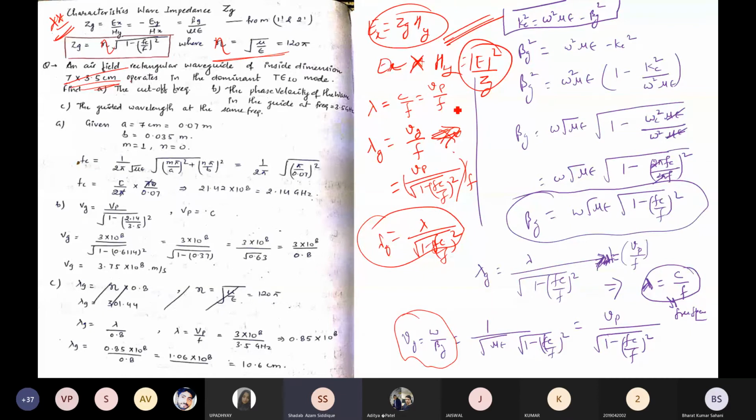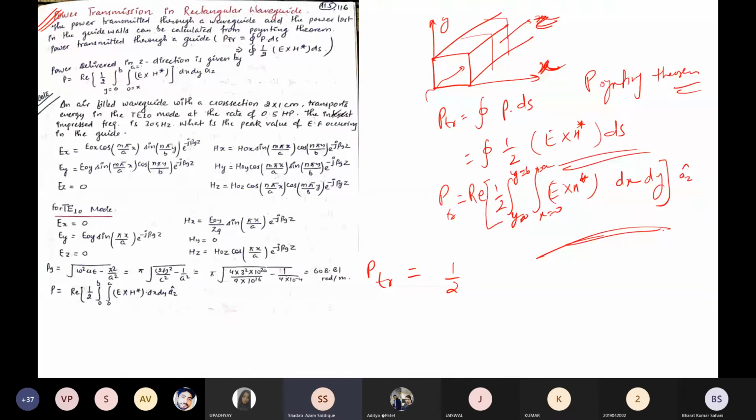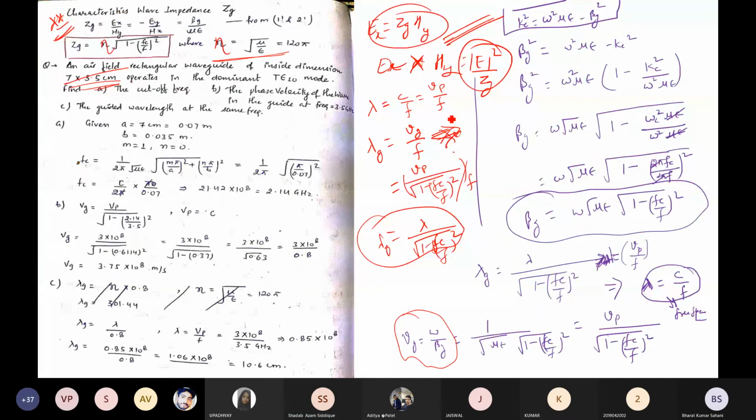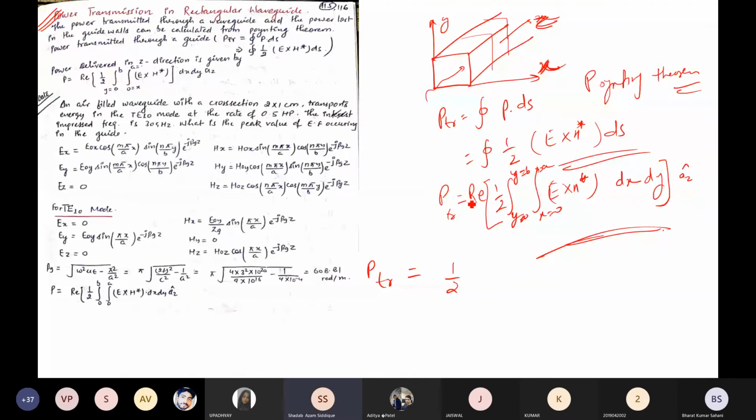So I'll write here, and this can be written as 1 by 2 ZG, starting from electric field square, dA, or it can also be written as ZG upon 2. If you want to write in terms of the magnetic field, this can be written as magnetic field square into dA, or ds if you want, surface integral ds.